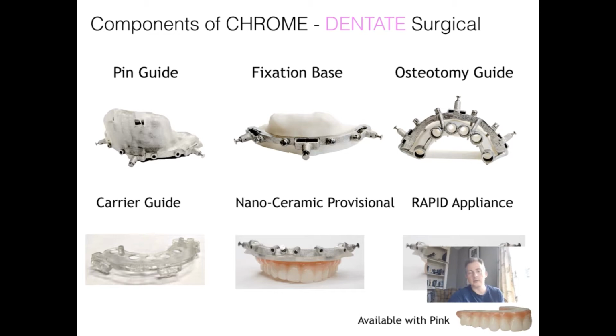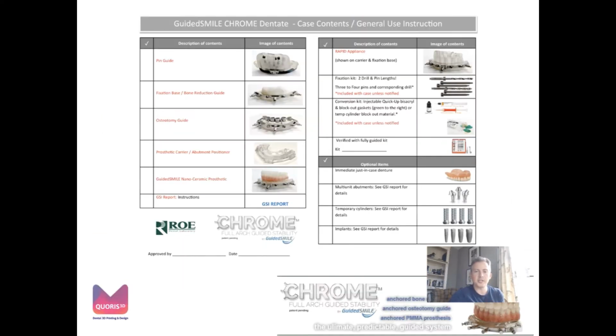You then remove the teeth and proceed then to bone reduction and contouring, osteotomy guide, carrier guide, the delivery of your provisional, and the pickup of the rapid appliance. That is all prescribed for you again in an instructive PDF which comes with every case.